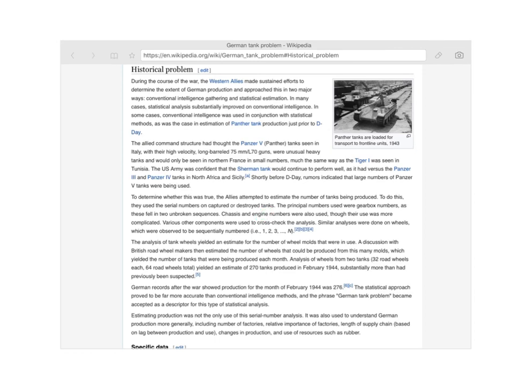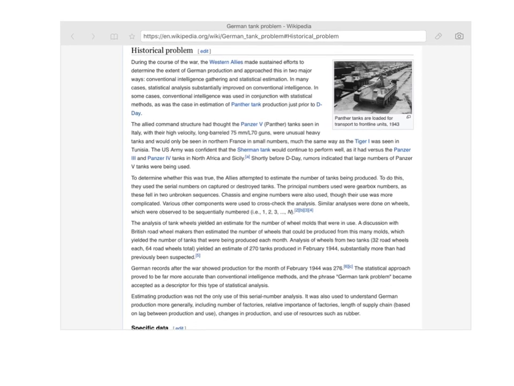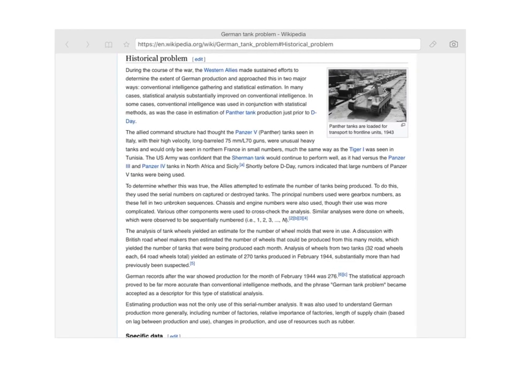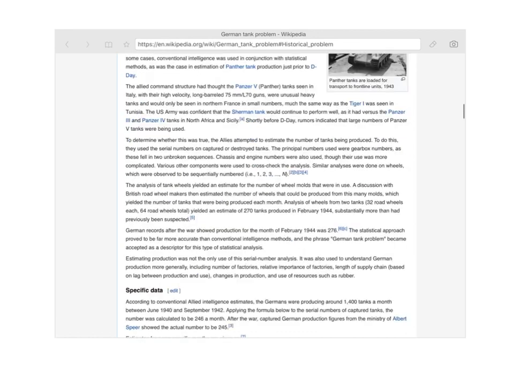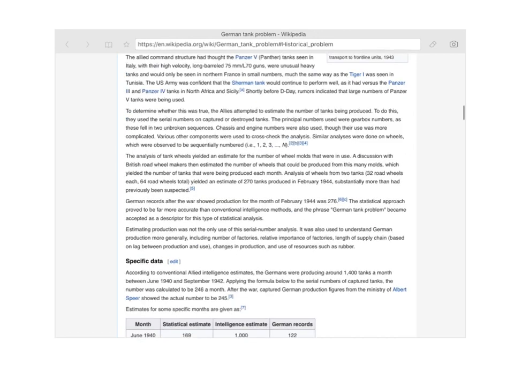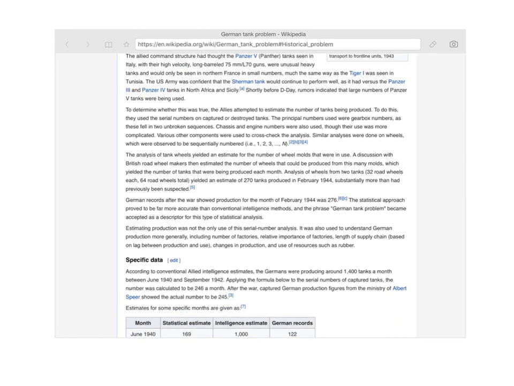So they used statistical methods, and let me zoom in here. Let me see what it says. Where did I see it?